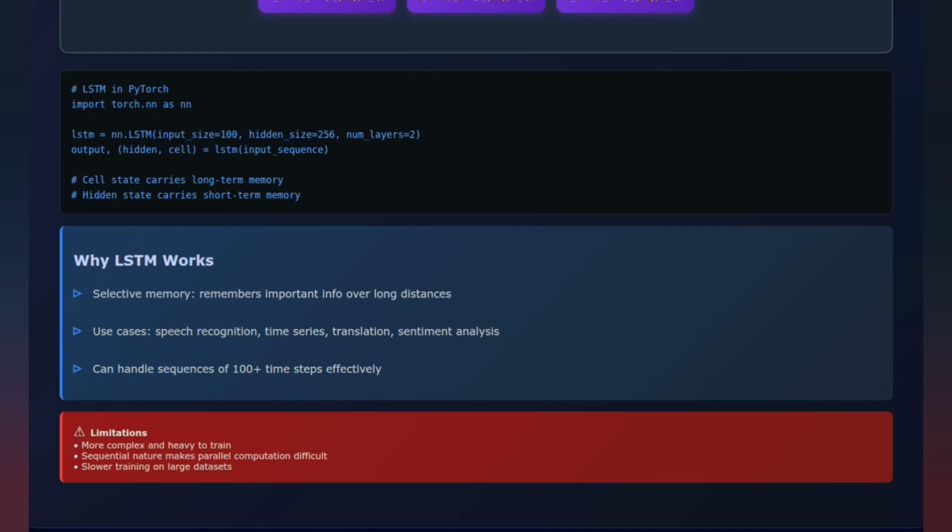But they weren't perfect. LSTMs are computationally expensive. Lots of parameters, lots of calculations, and they still process sequences one step at a time, which means you can't parallelize the computation efficiently. This brings us to GRUs.